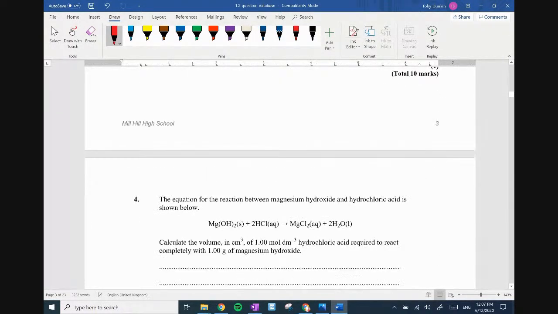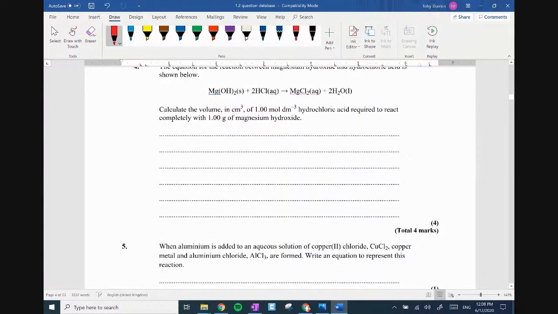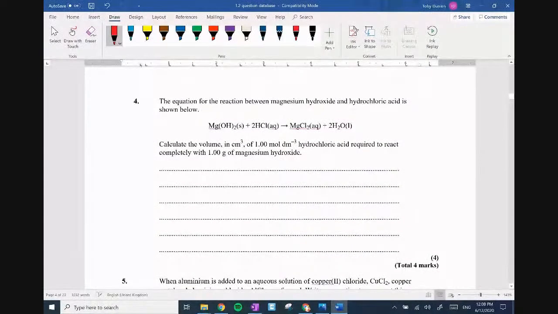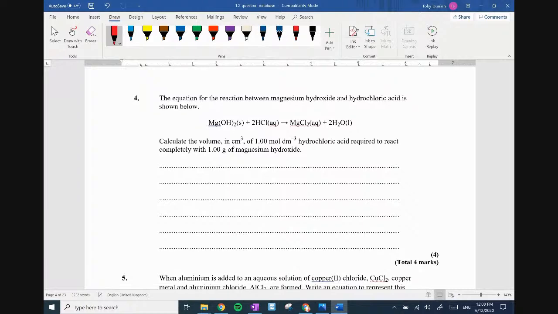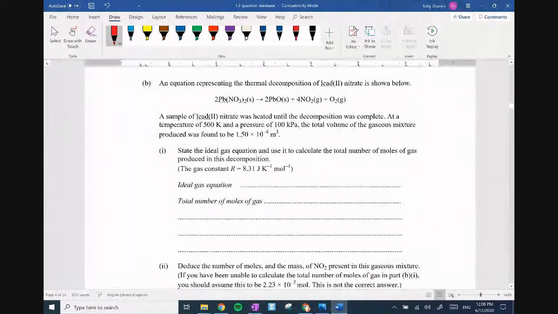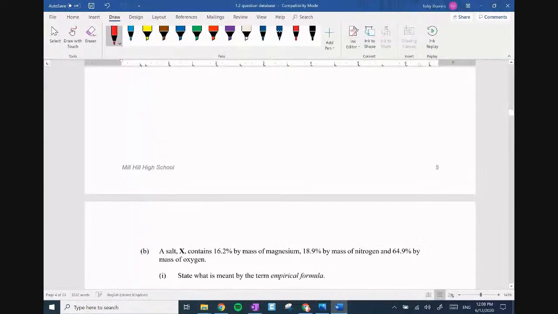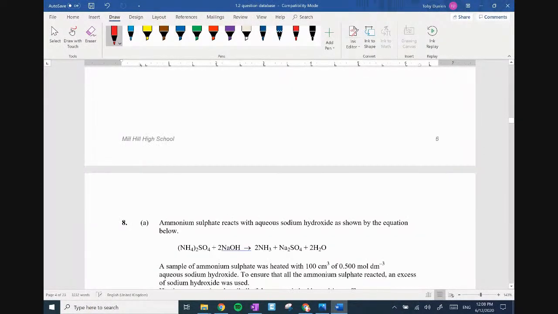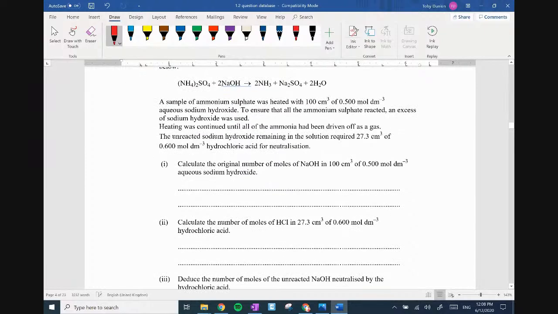I'm trying to find another one. Okay, there, look. Calculate the volume in centimeters cubed required to react with 1 gram. Grams over Mr, C times V over 1,000. They're just blending them together. I'm trying to find a good sampling one. There's another gas equation. I should really do some examples at this stage to get you guys used to it.